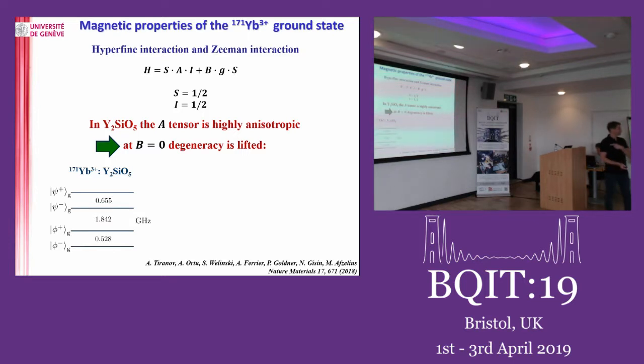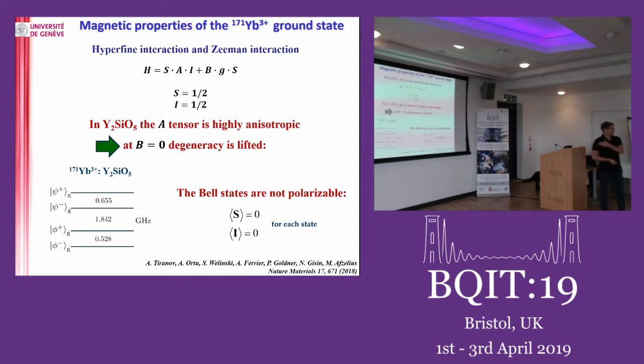And those are actually the Bell states. If you look at the projections, these are the 4 Bell states in terms of the up and down projections of the nuclear and electronic spin. So completely hybridized, as we say. You cannot separate electronic and nuclear properties. Well, Bell states are not polarizable, so the expectation value of the S and I operators with respect to these is strictly 0.